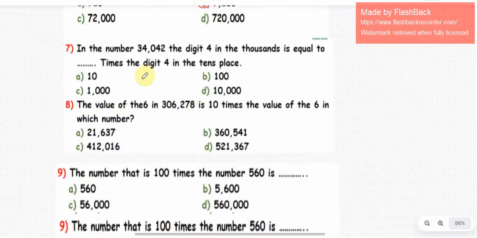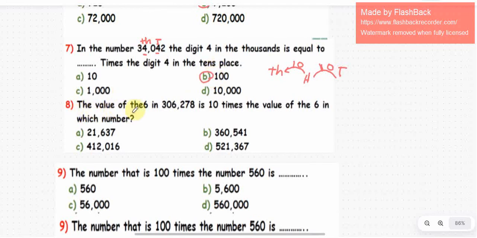Question number 7. In the number 34,042, the digit 4 in the thousands is equal to how many times the digit 4 in the tens? So here I have two 4s, one at thousands and one at tens. When I move from tens to thousands, first I jump to 100 and after that jump to thousand. And we said between any two places we multiply by 10 each time. So how many times? 100.